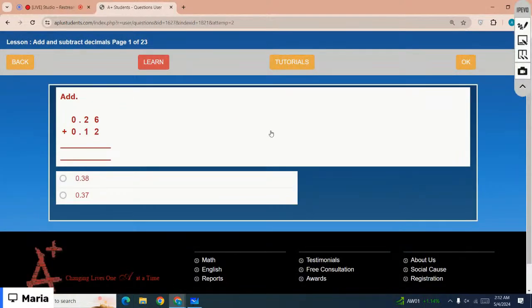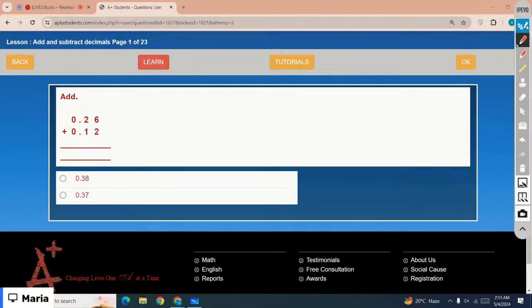You need to add 0.26 plus 0.12. How do we add? You add them exactly the same way you add other numbers, but here you have to arrange the numbers according to the decimal point, right? The decimal point must be in the same line. So let's start adding the numbers. 0.26 plus 0.12: 6 plus 2 is 8 and 2 plus 1 is 3. You have 0.38 as the correct option, right?